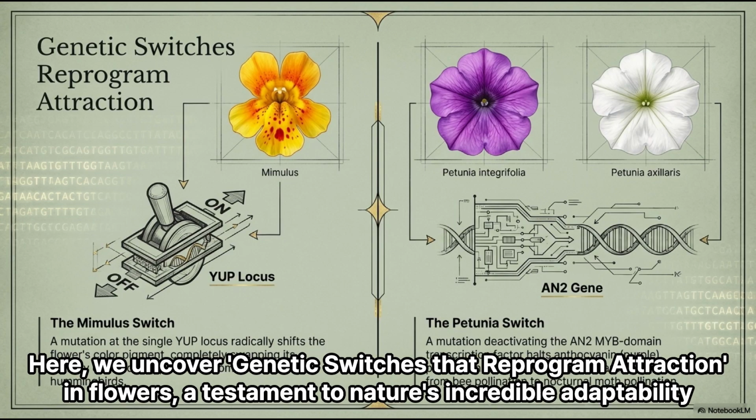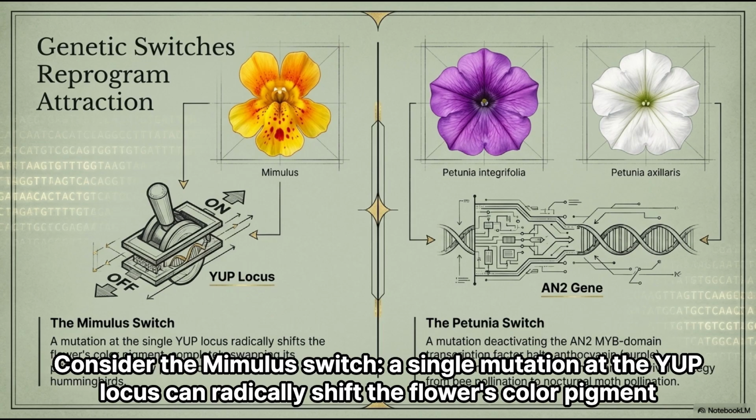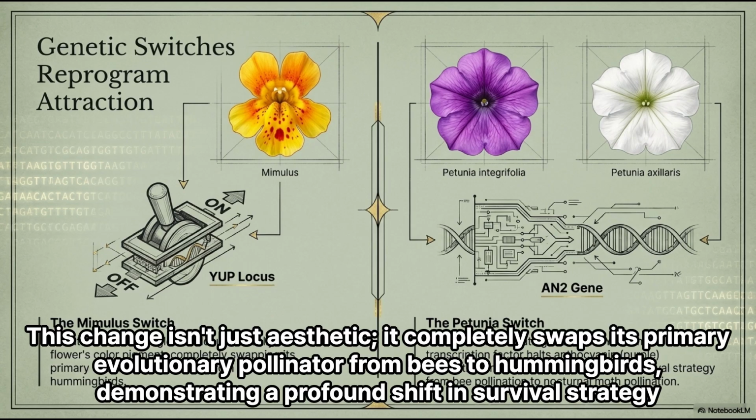Here, we uncover genetic switches that reprogram attraction in flowers, a testament to nature's incredible adaptability. Consider the mimulus switch. A single mutation at the yup locus can radically shift the flower's color pigment. This change isn't just aesthetic, it completely swaps its primary evolutionary pollinator from bees to hummingbirds, demonstrating a profound shift in survival strategy.